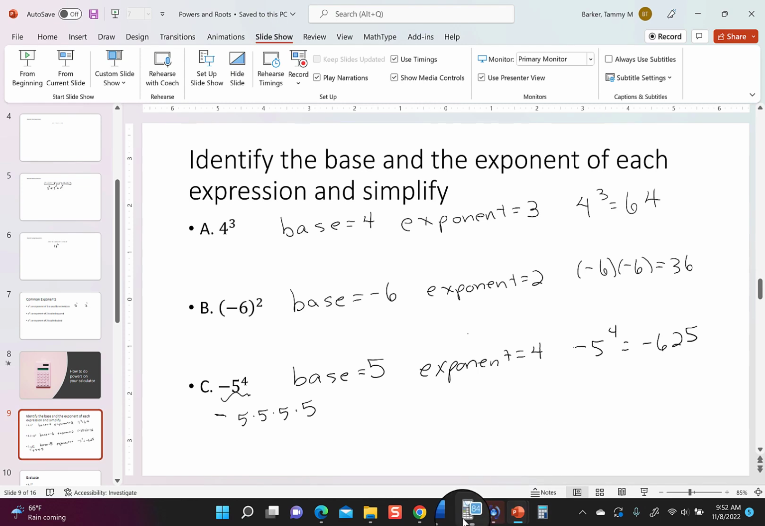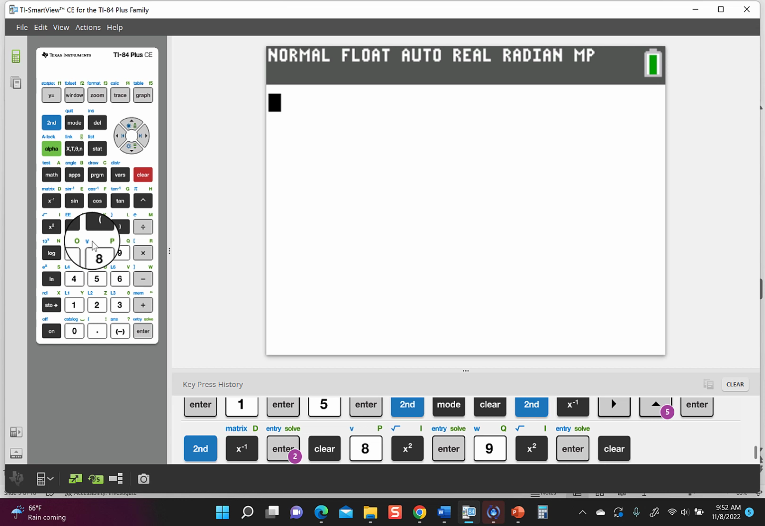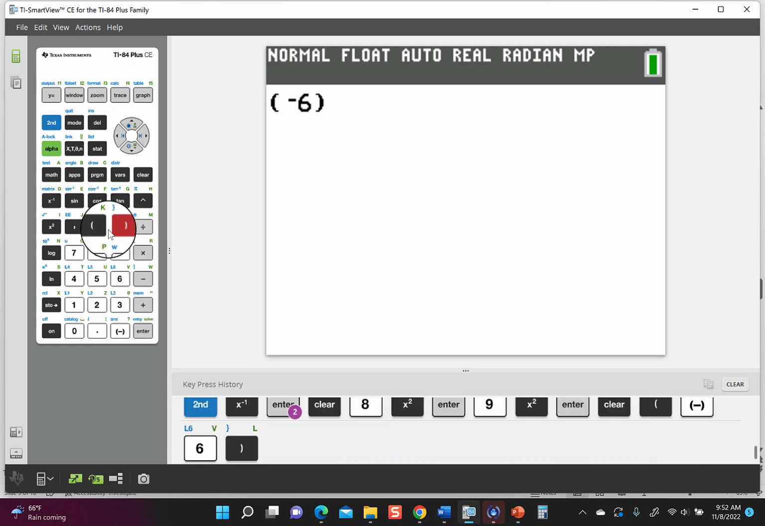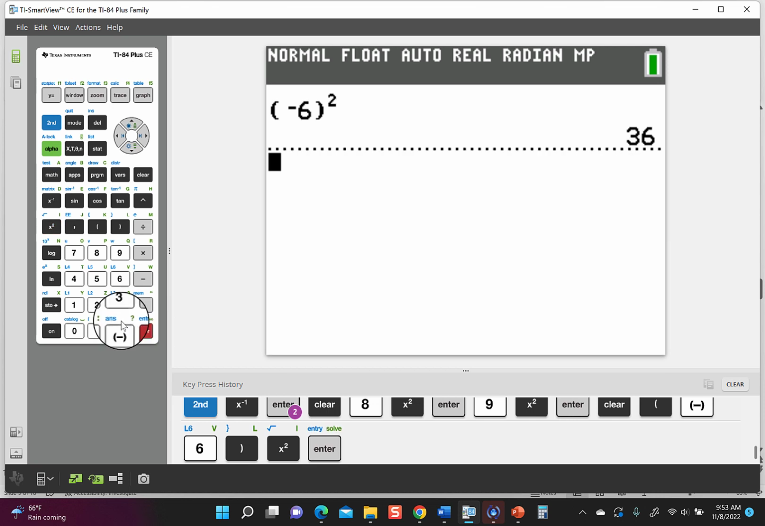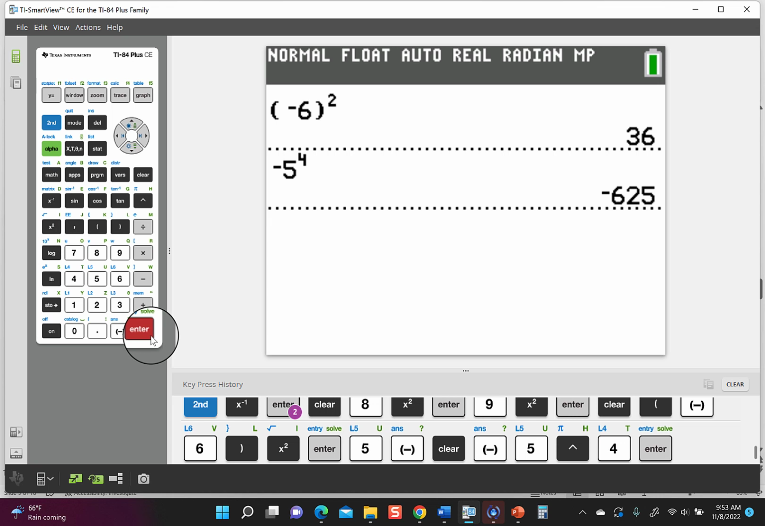Let me show you this in a calculator. I'm going to pull up the TI because I think it's going to do the best job. So I'm going to put parentheses. I do -6, close parentheses, and I square it. There's 36. Let's do -5, and then I need to do a power, so see how I have this button that goes up to a power. Let's hit power 4, and see it gives me -625. So super important that you pay attention to that little negative, it makes a big difference.